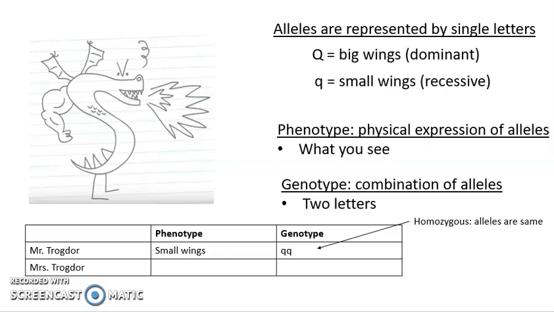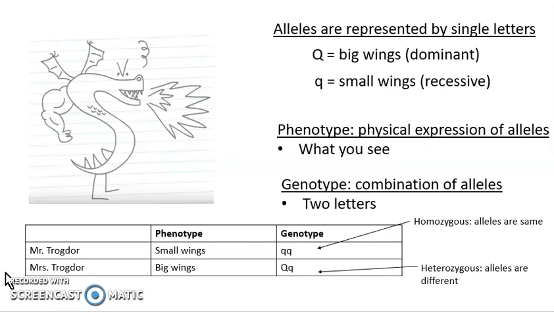Let's talk about Mrs. Trogdor. She's going to have big wings. That's her phenotype. Her genotype must have at least 1 dominant allele because she has the dominant phenotype. What the second allele is, it could be dominant or recessive. It doesn't matter because we've already got 1 dominant allele taking over everything, and it's going to express itself no matter what the other allele is. But just for fun, let's say that the other allele is recessive.